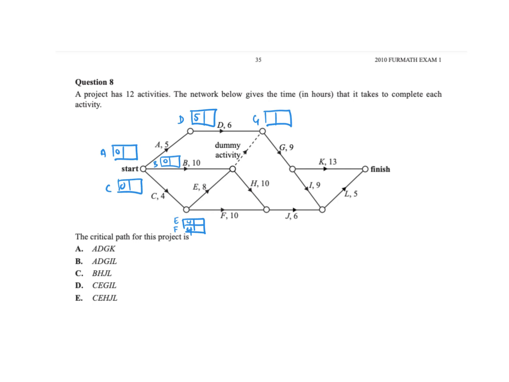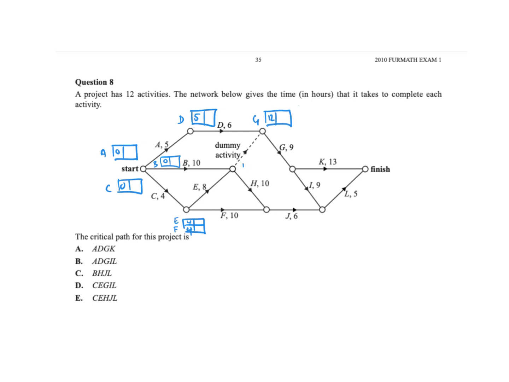Okay, now when I get to G, G has to wait for D, B, and E to happen. So let's go along that way. If I came from E, it would be 4 plus 8, which would be 12. I'm just going to write them up roughly at the top. If I came from B, it would have been 10. If I came from D, it would have been 5 plus 6, which is 11. So which one am I going to put in? 12. So we put 12 in, and you might just rub them out, okay?